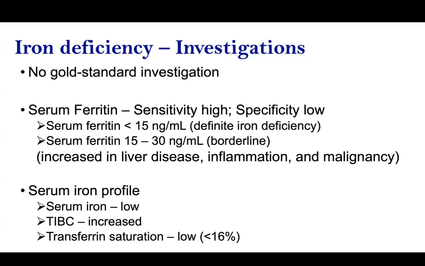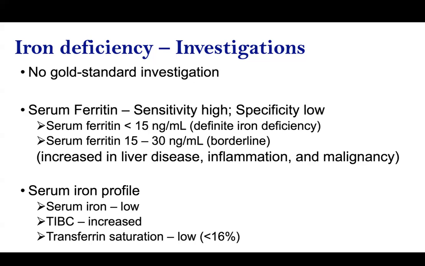I generally don't do iron profile. I don't recommend doing iron profile. Even if you have limitations with ferritin, what you can do is just the transferrin saturation. Only transferrin saturation can give all the information that you need. Normal transferrin saturation is about 30%. If it is less than 16%, that invariably is diagnostic of iron deficiency anemia.